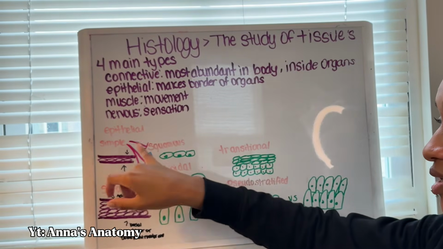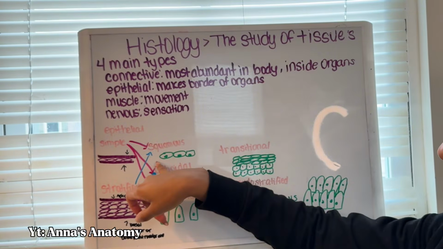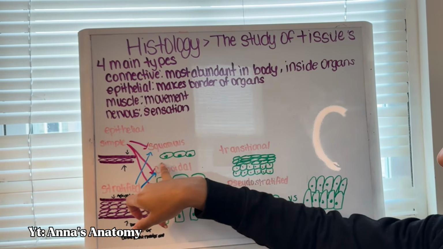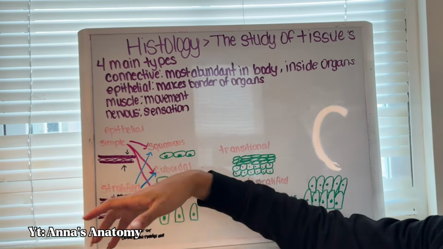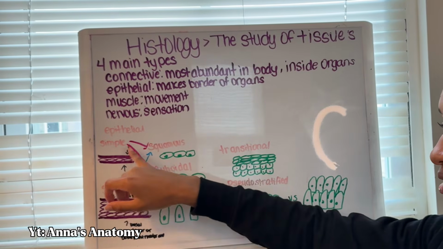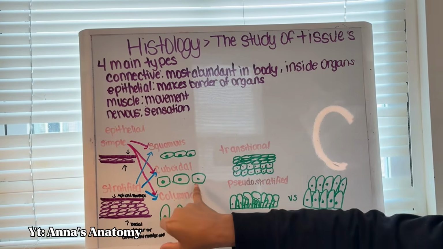So we have simple squamous, simple cuboidal, and simple columnar. Simple squamous means it is one single layer of flat-like cells. Okay, these cells are very flat. They look kind of egg-like. Then we have cuboidal. This is simple cuboidal. Simple cuboidal means it is one single layer of cube-like cells.